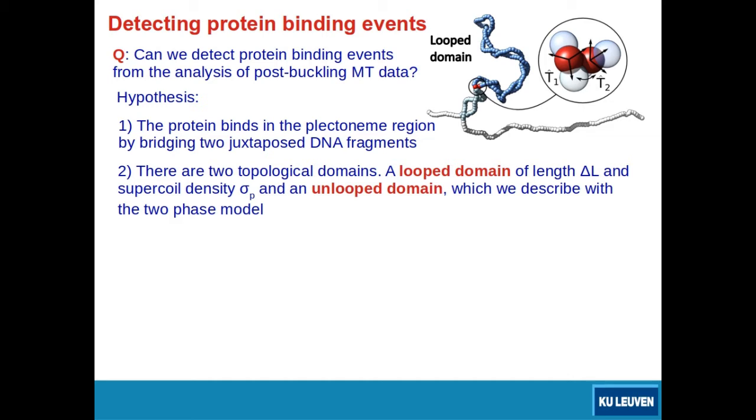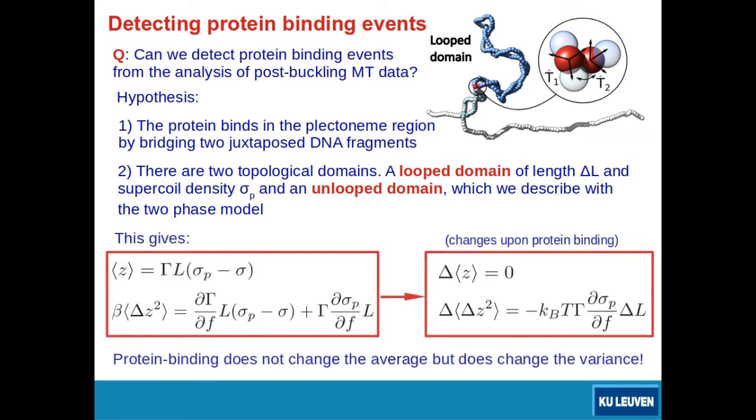Once bound, the protein splits the molecule in two domains, a looped domain of length delta L, dark blue in the figure, and an unlooped domain of length L minus delta L. We now use the two-phase model to describe the unlooped domain and derive the changes in average Z and variance of Z upon protein binding. How does the average Z change upon protein binding?